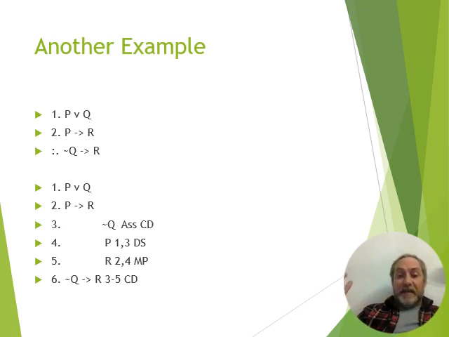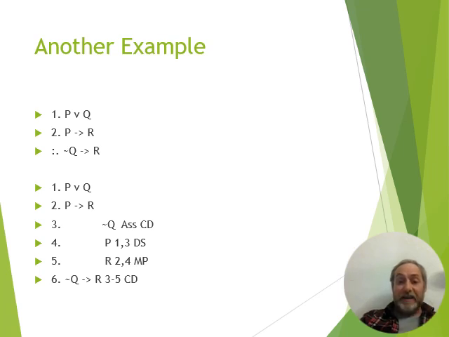Okay, once I've got this, now my goal is to get to R, the consequent of the conditional, right? So how could I get to R from not Q? Well, again, I'm allowed to use my premises 1 and 2, and it looks like I could get P on its own with a DS, from lines 1 and 3, and I could use that P to get R on its own with a modus ponens with 2 and 4, right? Having done those 2 lines, now I've gotten to my goal.